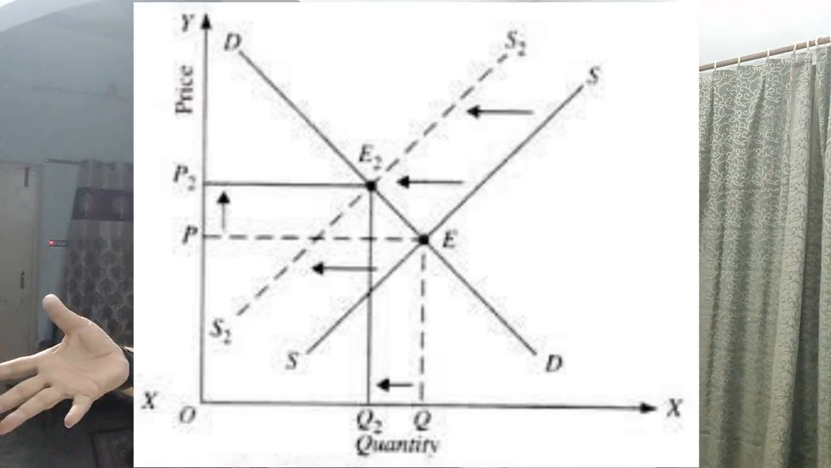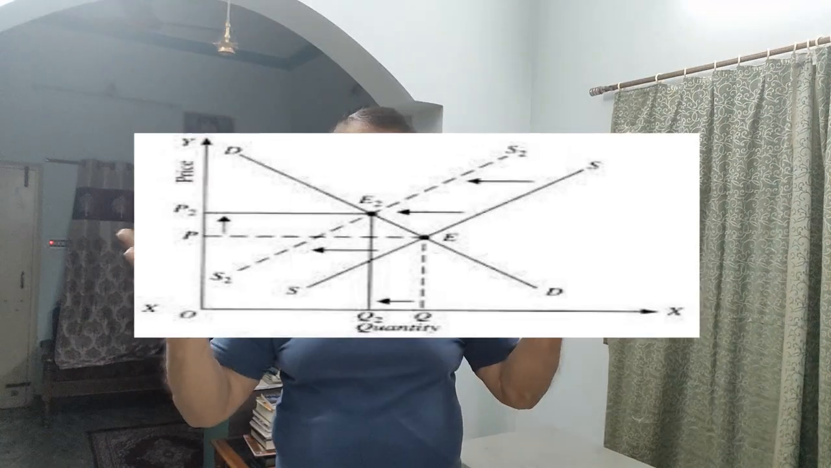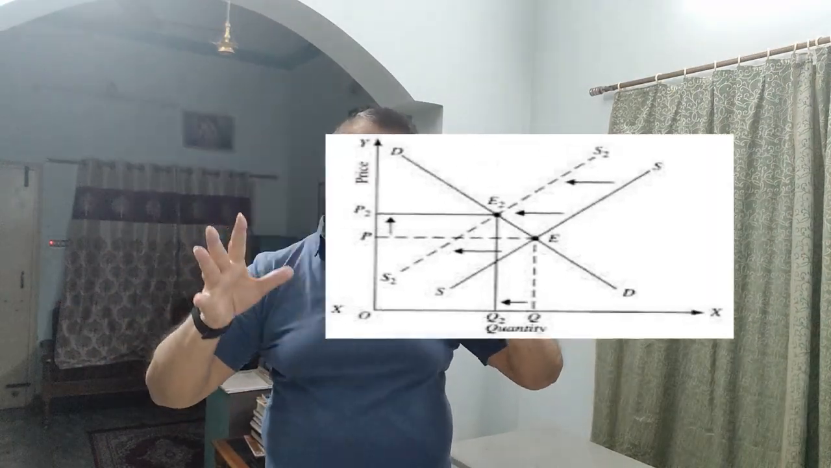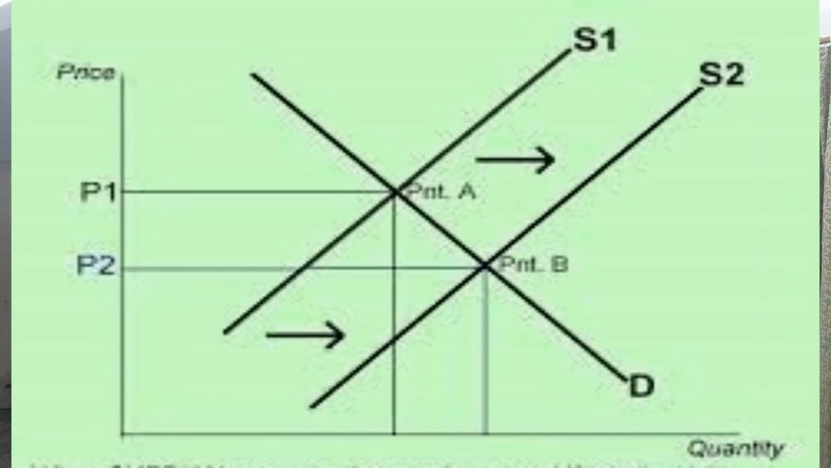We can give another example, that is technology products. As the production cost decreases with new technology, new methods of production, the supply curve shifts to the right, leading to lower prices for the consumers.